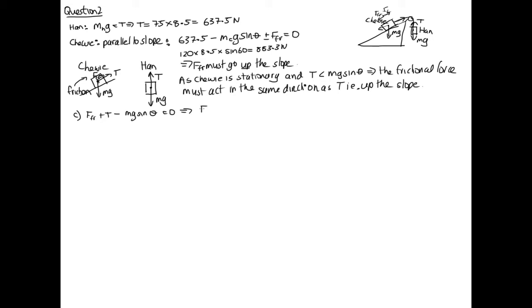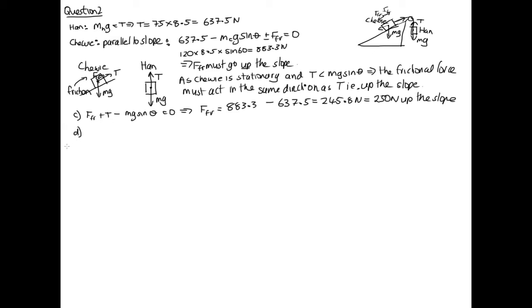So this tells us that the frictional force is equal to 883.3 minus 637.5. Solving that, we end up with 245.8 newtons, except that everything's only to two significant figures. So this is 250 newtons up the slope. We don't need to say the direction because it just asks us for the magnitude.